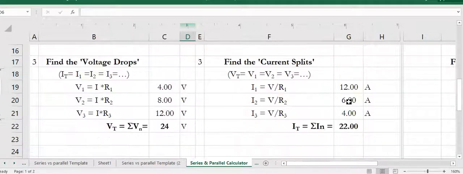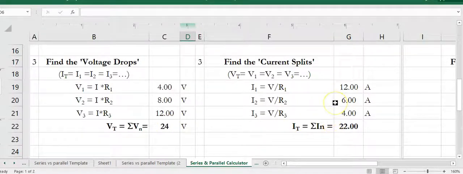All right, in the third step, we calculated voltage drops. When we added up the energy or the work done per unit charge to push through each of those resistors, it adds up back to the voltage of the battery.